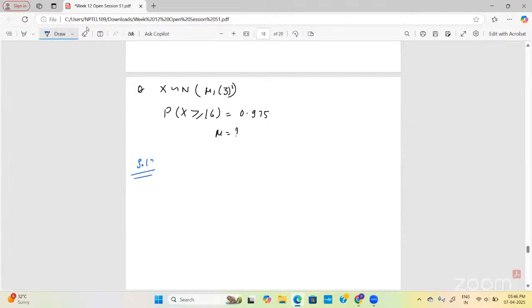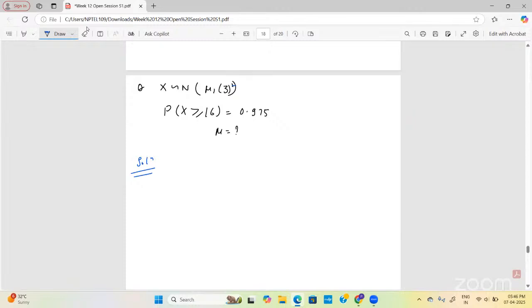Okay, so in the question we are given that x is following normal with mean mu, standard deviation is 3, and this probability is given to us. We have to find the value of mu here. Now you can see if you look at this number 97.5, this is what? So this is a pole.